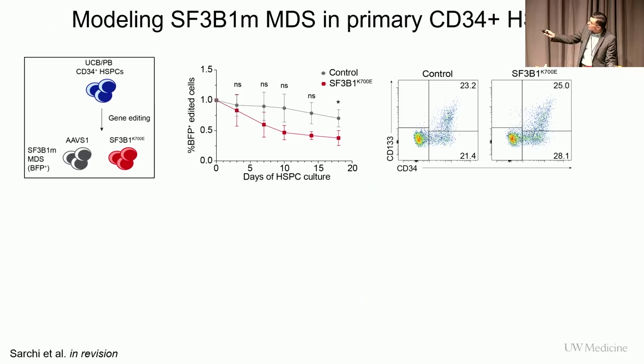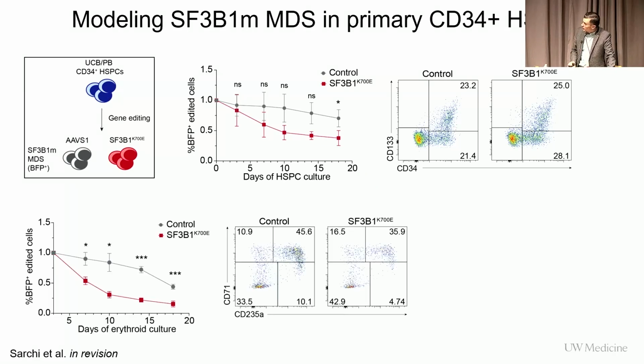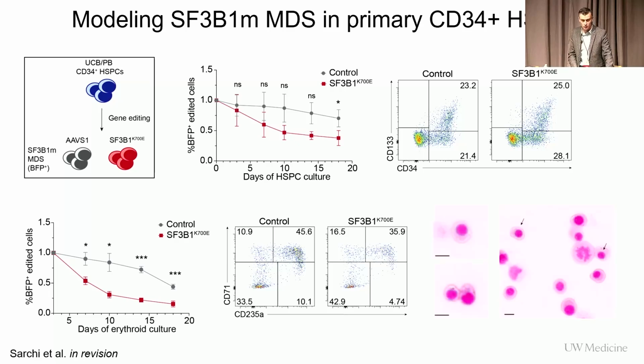You can see that the stem cell compartment is fairly well maintained. But when we put these cells into erythroid differentiation, we see an effect on erythroid differentiation, just like with the iPS lines that I've shown you. And we do get some ring sideroblasts, although there's something about iPS cells that's particularly good at making them.